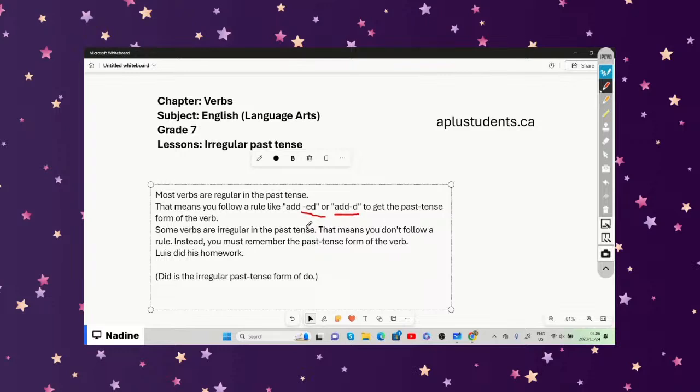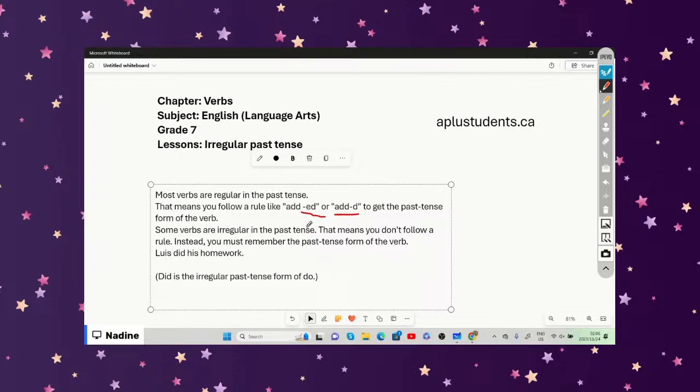So we call those regular verbs, right? Regular verbs means that you follow a rule where you add ed or you just add d. So you add a d if your verb already ends with an e, then we just add a d to get the past tense form of the verb.